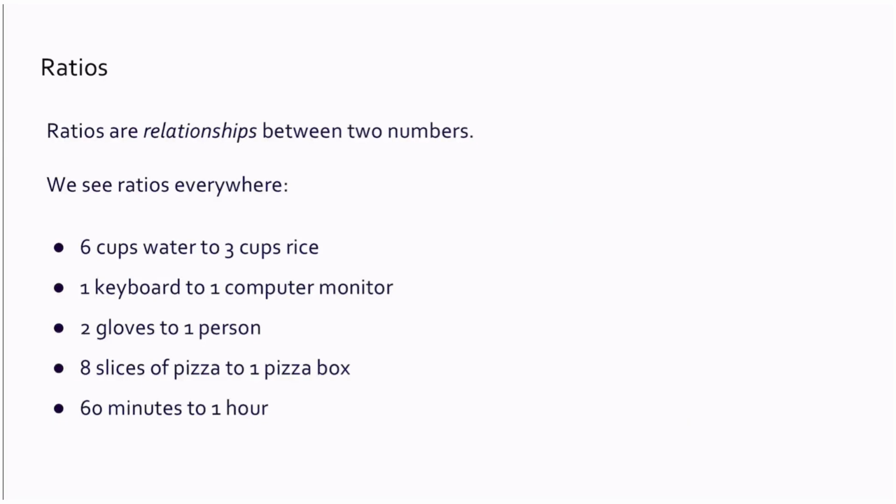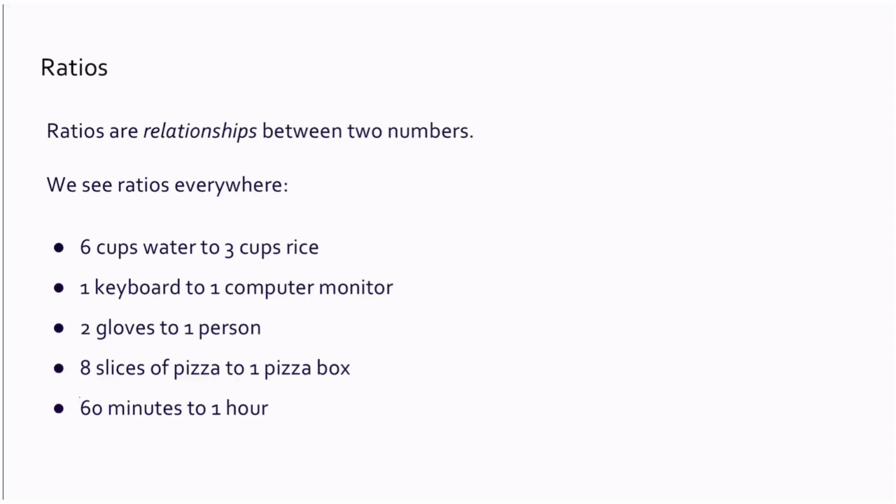So ratios are relationships between two numbers, like 6 cups of water to 3 cups of rice, or 8 slices of pizza to 1 pizza box, or 60 minutes to 1 hour. And these relationships exist in a way that if we change one of these values, we must also change the other value to make sure that the relationship remains the same.